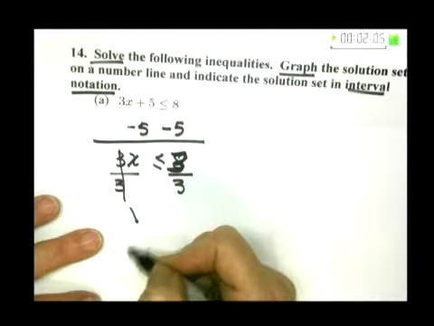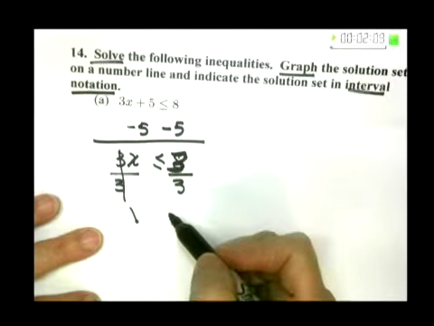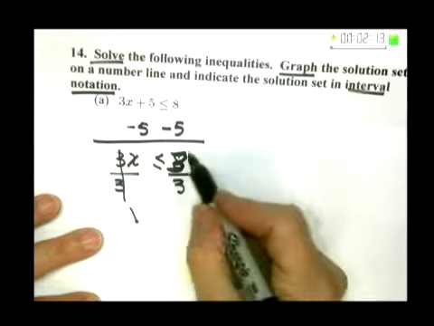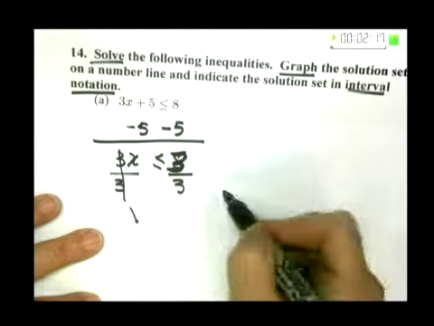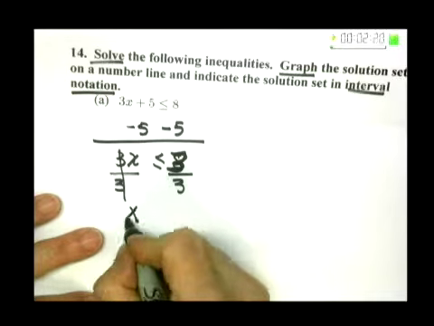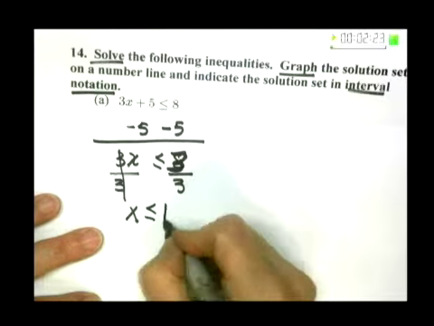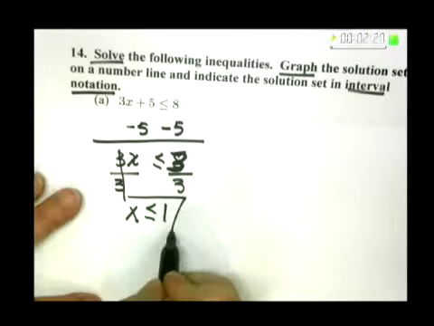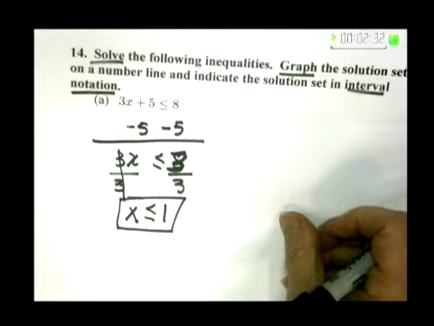My handwriting is so bad that you didn't recognize the difference between my 3 and my 5, right? So 8 minus 5 is 3. Divide both sides by 3. And I've got x is less than or equal to 3 divided by 3, which is 1. So this is my solution by solving the inequality: any value that's less than or equal to 1.